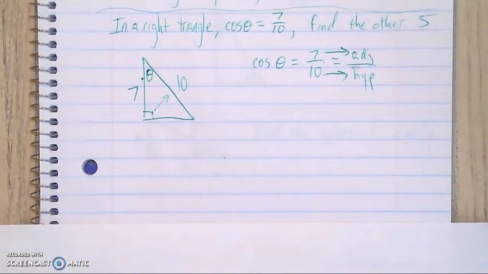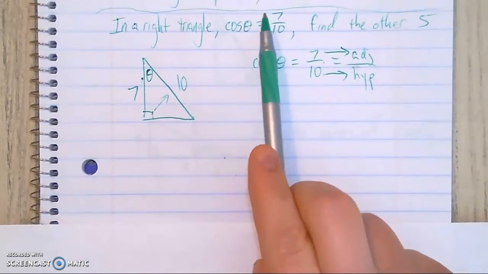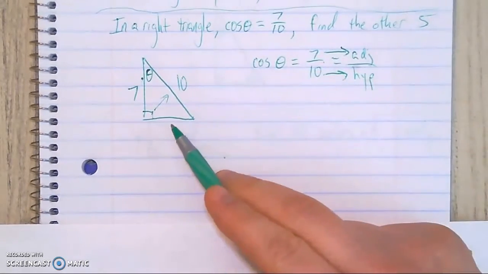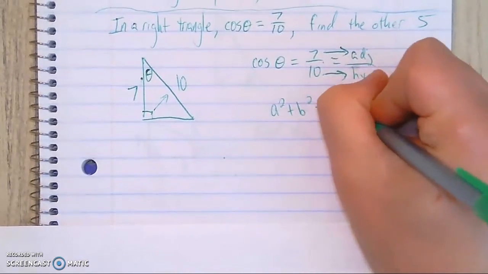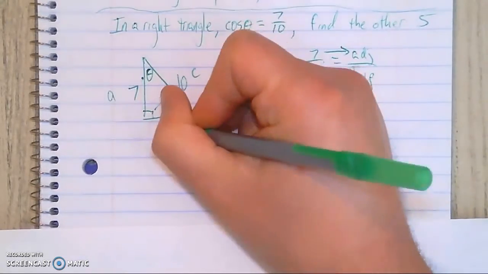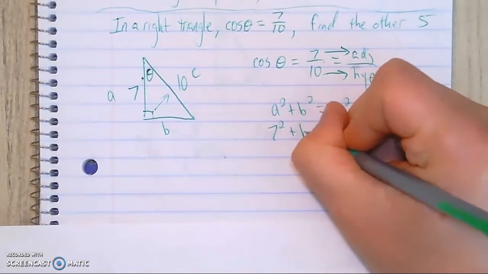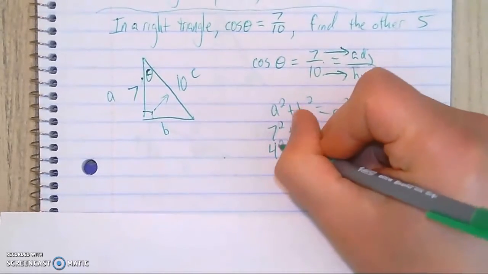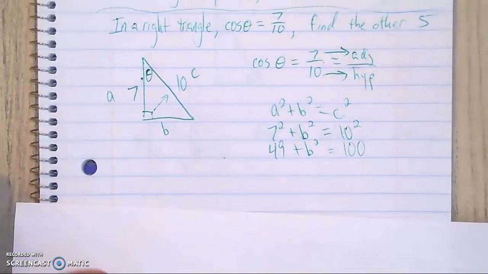So the majority of the new stuff for today is just this idea that if you're given a trig value, you can use that one trig value to draw your own diagram. Now from there I have a missing side, so I know I'm going to use Pythagorean theorem, a squared plus b squared equals c squared. I know c needs to be the hypotenuse, it's 10. I know a and b are interchangeable. So I'm going to do a is 7 squared plus b is missing equals c is 10 squared. 7 squared is 49 plus b squared equals 10 squared is 100.